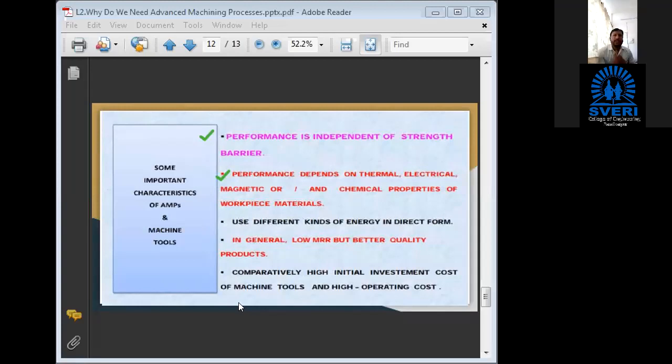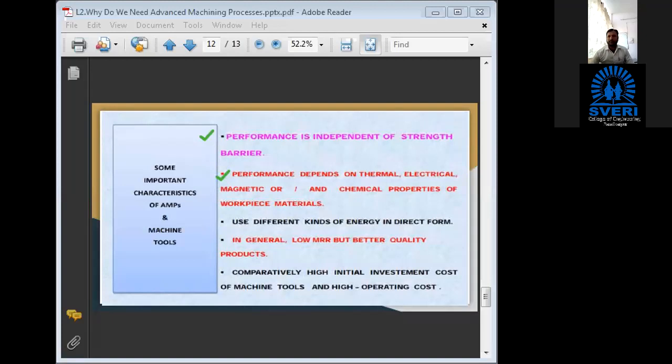Okay, and in some cases it depends on the chemical properties of your component also. So namely in the electrochemical process, the chemical equivalent of your workpiece material will control your material removal rate. So it depends on the properties.